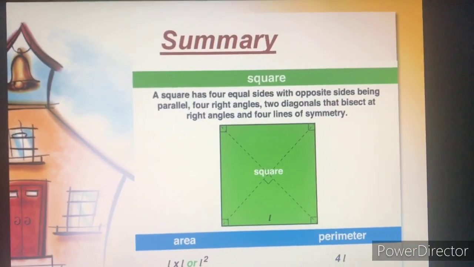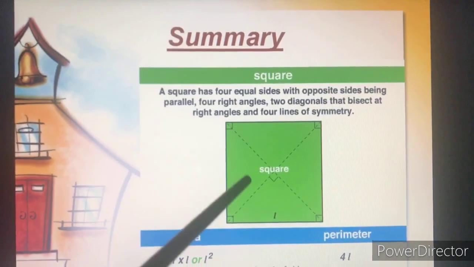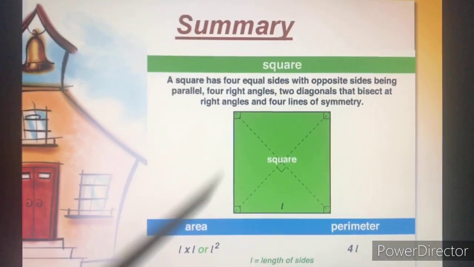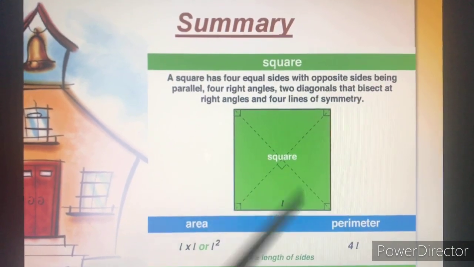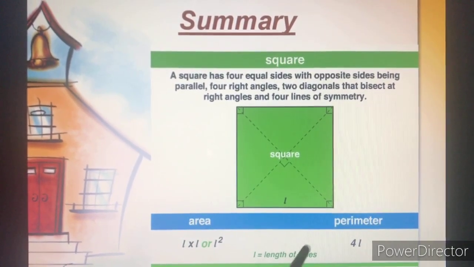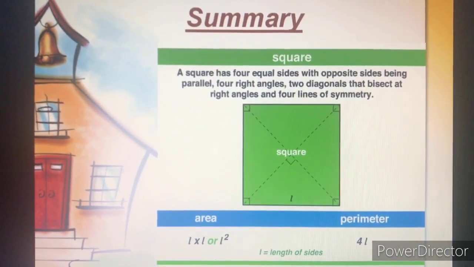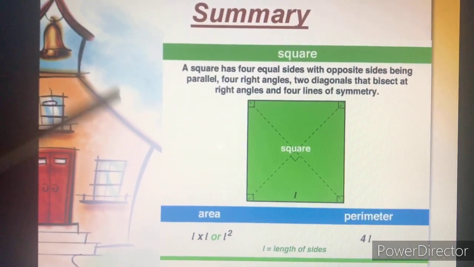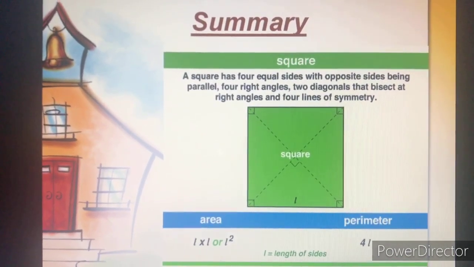Now have a quick summary of a square. A square has 4 equal sides with 4 corners. And what is the area? Yes, length multiplied by length is equal to length square, because L stands for the length of the side. And for perimeter, it will be 4 multiplied by L. And that's how you can easily find the perimeter and area of the square.